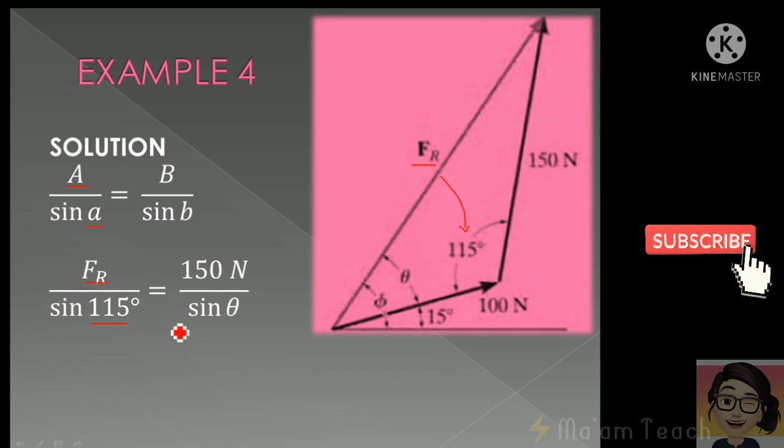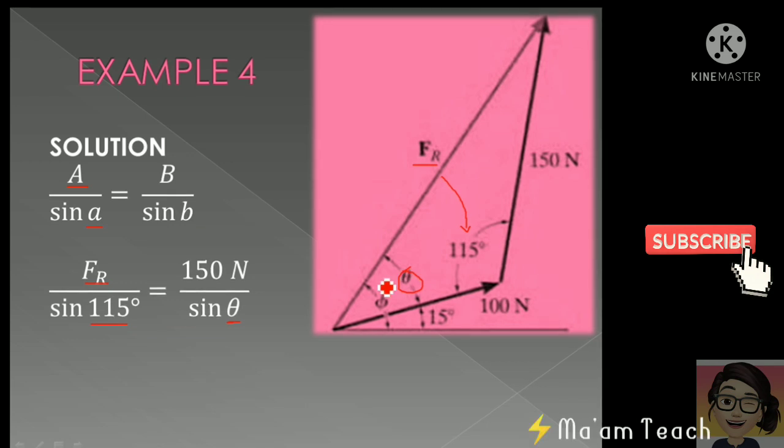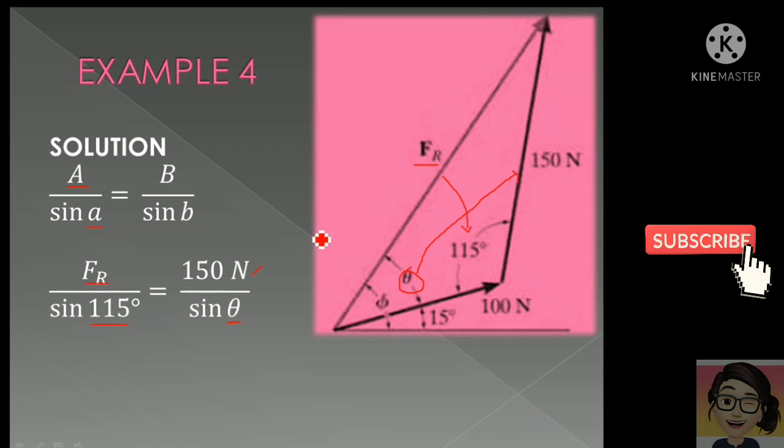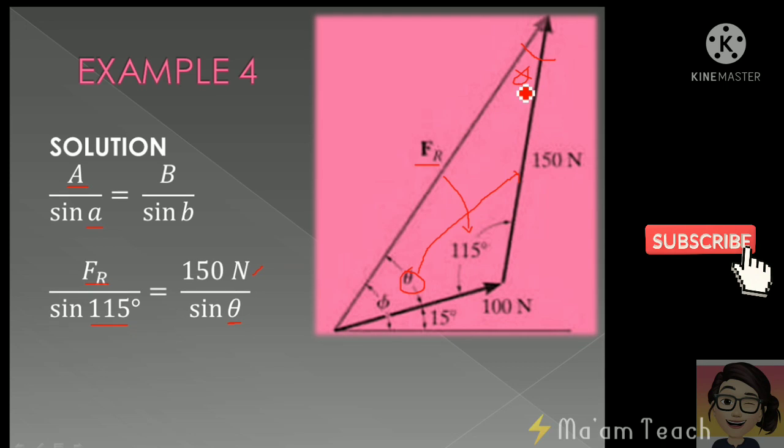Now, since our target here is to solve for the theta, this is the theta, class. So what side is opposite to it? Is it 100 Newton or 150 Newton? Since the side opposite to the angle theta is 150 Newton, that's why we have used it here. Understood? But if, for example, this is the angle that we are trying to solve here at the top, then the opposite side will be 100 Newtons.